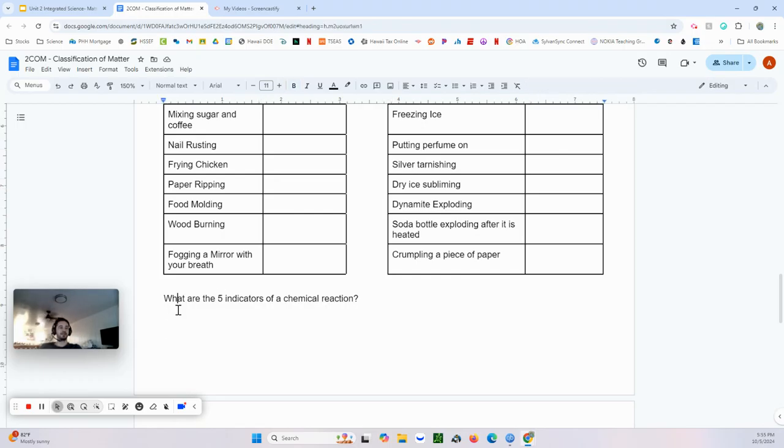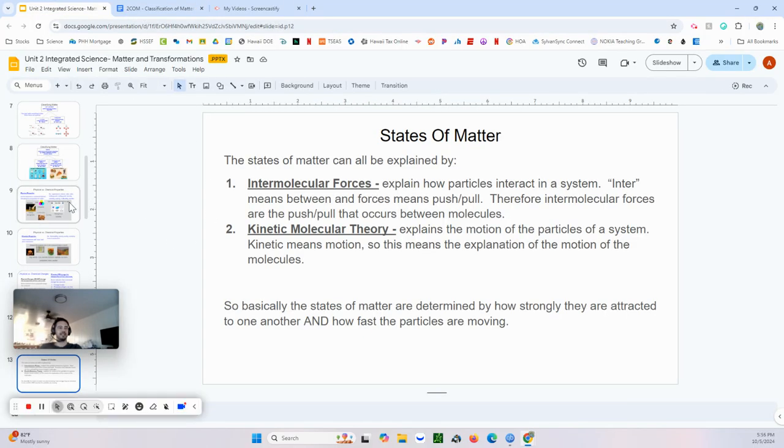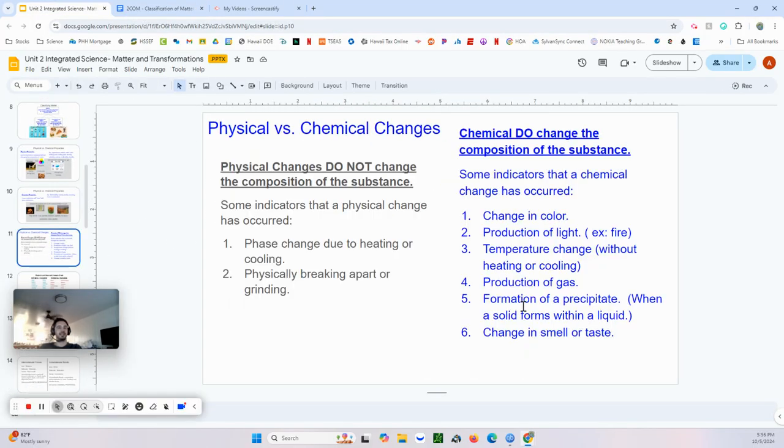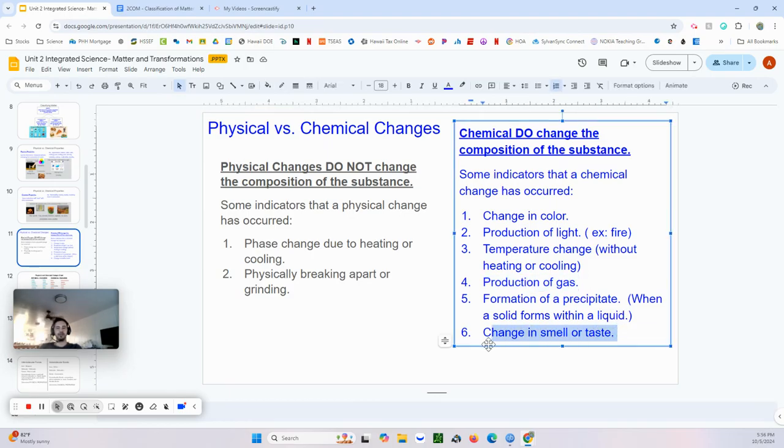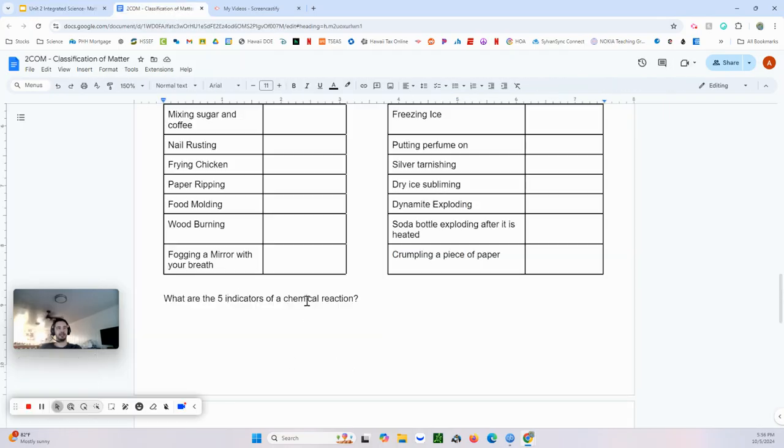All right, and then the last one down here. What are the 5 indicators of a chemical reaction? I know in my slides I have it as 6, because sometimes I combine production of gas and change in smell or taste. Sometimes we combine those two. And sometimes some people combine production of light and temperature change, just combining them into energy, heat is released or absorbed. Okay, so go ahead and write all 6, just how it is right here. Okay, and that's it for today.